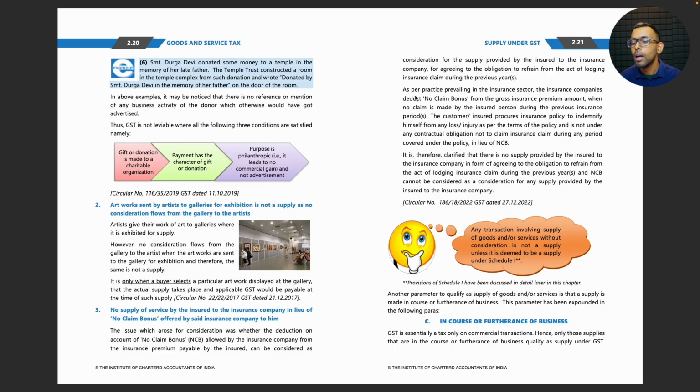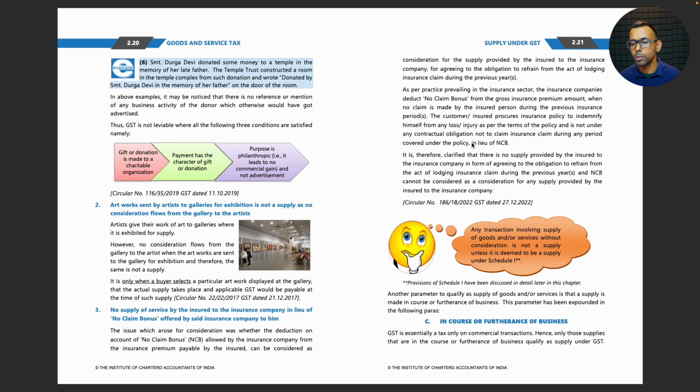That's the question here. As per prevailing practice in the insurance sector, the insurance companies deduct NCB from the gross insurance premium amount when no claim is made by the insured person during the previous year. The customer procures an insurance policy to indemnify himself from any loss as per the terms of the policy, and the customer is not under any contractual obligation not to claim insurance during any period covered under the policy in lieu of NCB.